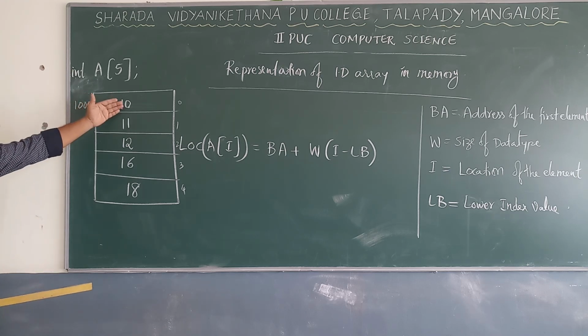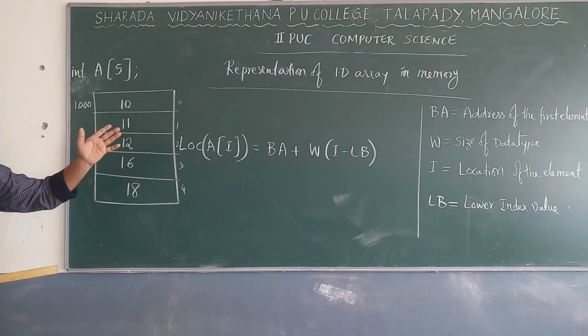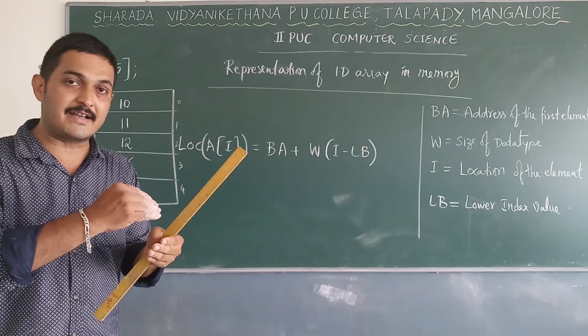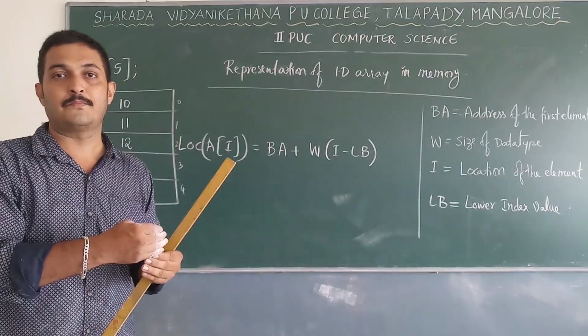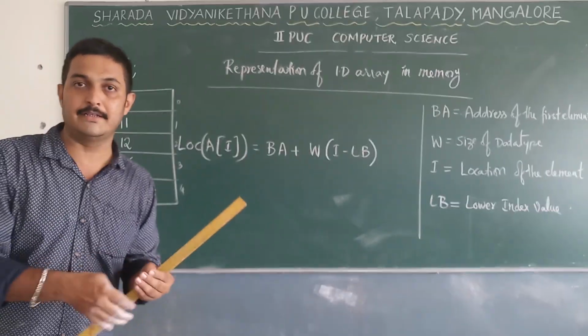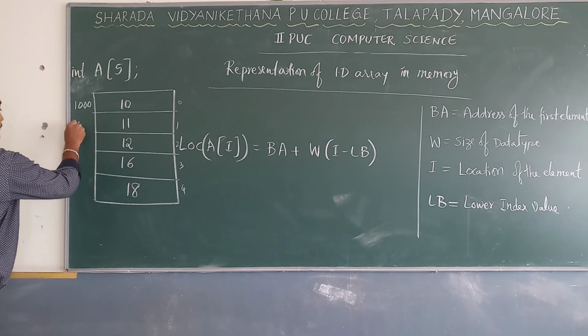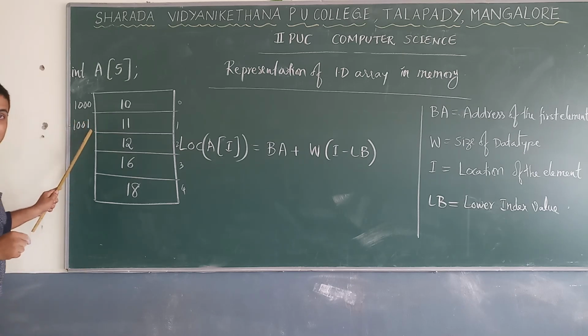So what will be the address of the second element? We know array means linear data structure. That means it uses consecutive memory locations. That means elements are arranged one by one, one element after another like this. And here address of the next element is not 1001.